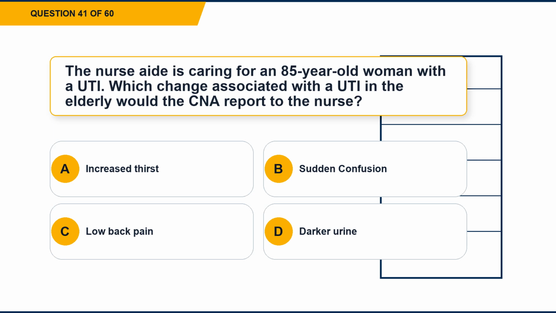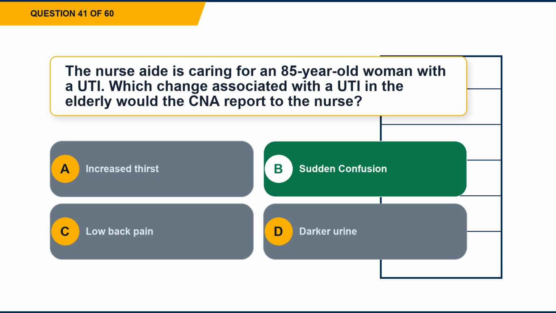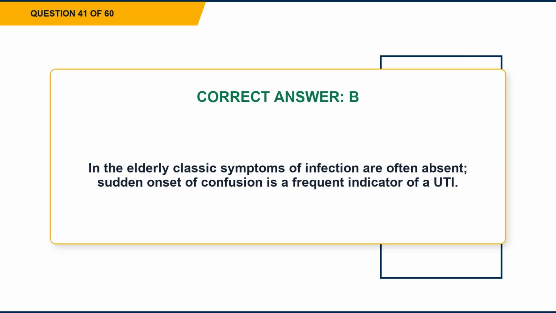Question 41. The nurse aide is caring for an 85-year-old woman with a UTI. Which change associated with a UTI in the elderly would the CNA report to the nurse? Option A. Increased thirst. Option B. Sudden confusion. Option C. Low back pain. Option D. Darker urine. The correct answer is option B. Sudden confusion. Explanation. In the elderly, classic symptoms of infection are often absent. Sudden onset of confusion is a frequent indicator of a UTI.